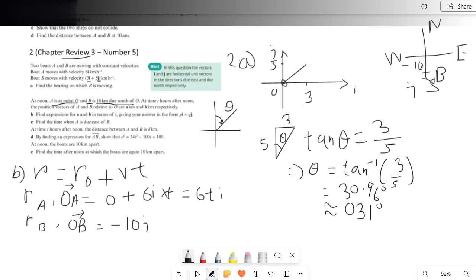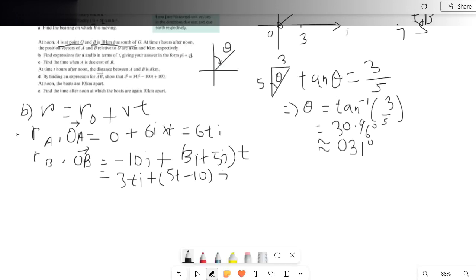So this being the negative y-axis, we have minus 10j plus v into t, and here v is 3i plus 5j, the whole multiplied with t. And so combining i and j components together, we have 3t i plus (5t minus 10) j. And so RA is the vector bold a and RB is the vector of b.